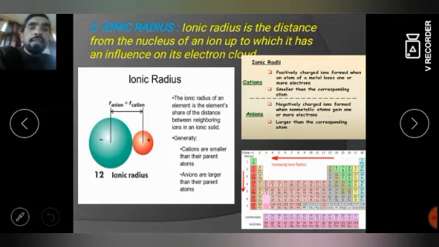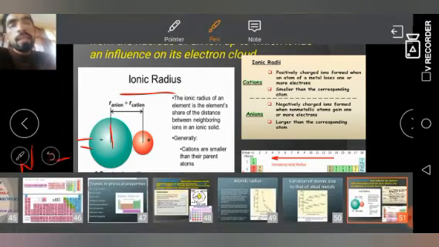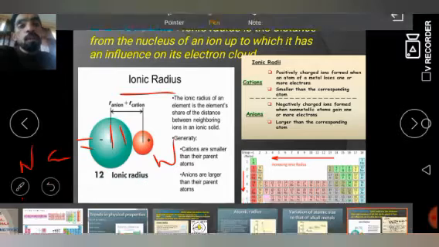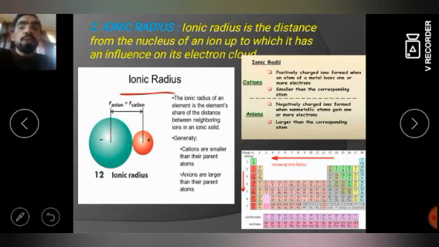Second is ionic radius. Ionic radius is the distance from the nucleus of an ion up to which it has an influence on its electron cloud. You can understand ionic radius only when you know the basic difference between an atom and an ion. An atom has no positive or negative charge. An ion is charged. Suppose I take the example of sodium. If sodium has 11 electrons, the sodium positive ion has 10 electrons. It means that one electron is lost from sodium.